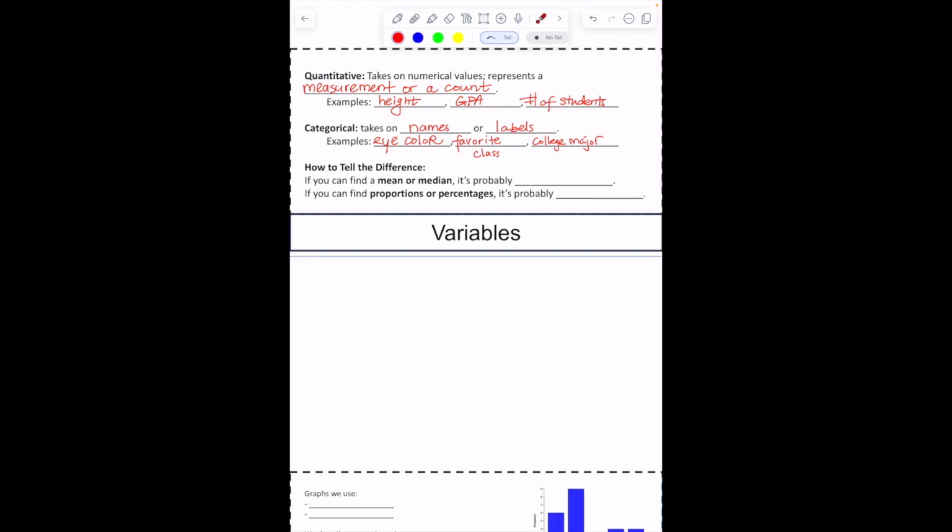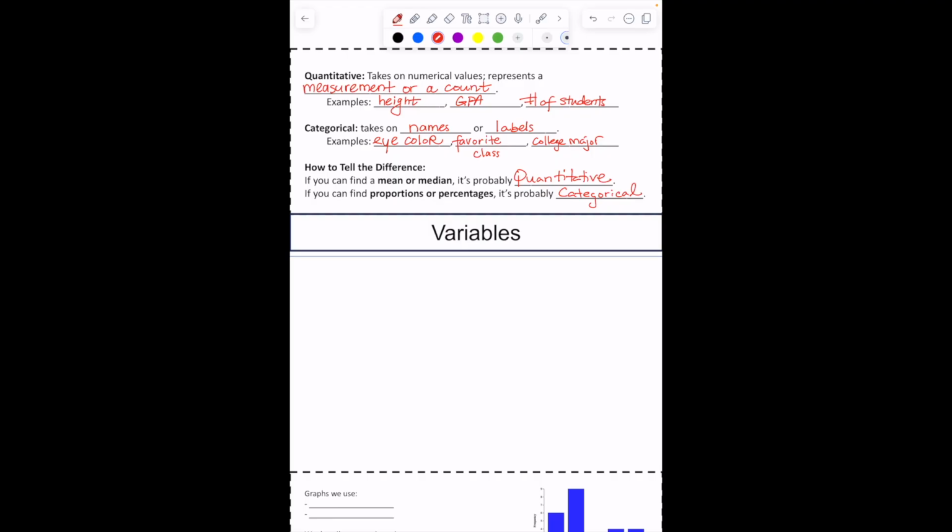One key difference between these two kinds of variables is that the mean or the median really only applies to quantitative variables. We can really only find the mean or the median when we're dealing with a quantitative variable. Versus if we're discussing proportions, percentages, we're comparing the sizes of groups. Typically, we're going to be talking about a categorical variable.